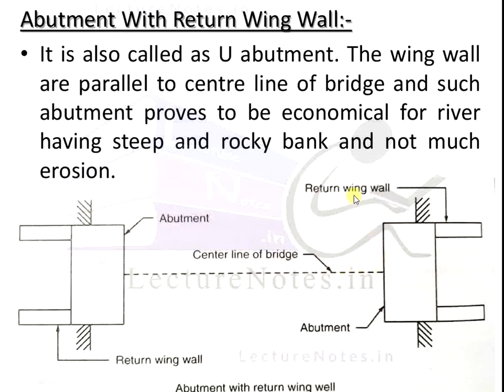This return wing wall is parallel to the center line of the bridge and is more economical than other types for a river having steep and rocky banks and also less erosion. It is very useful for road construction or road bridges. Here we see the main abutment, and the return wing wall is parallel to the center line of the bridge.